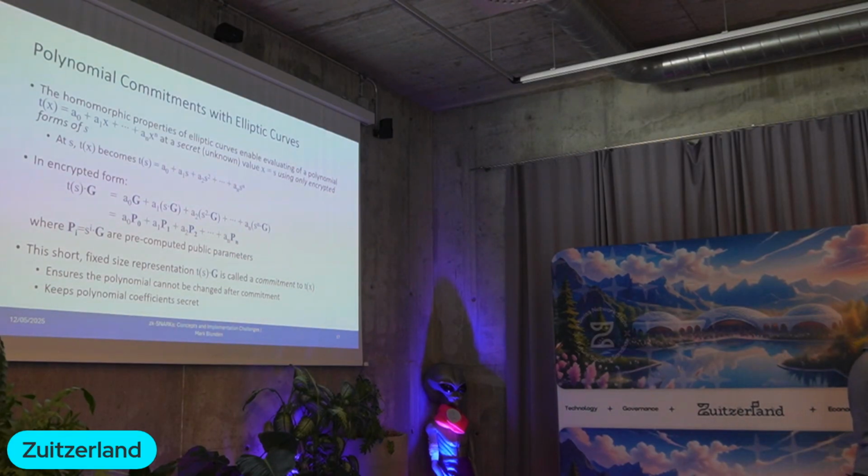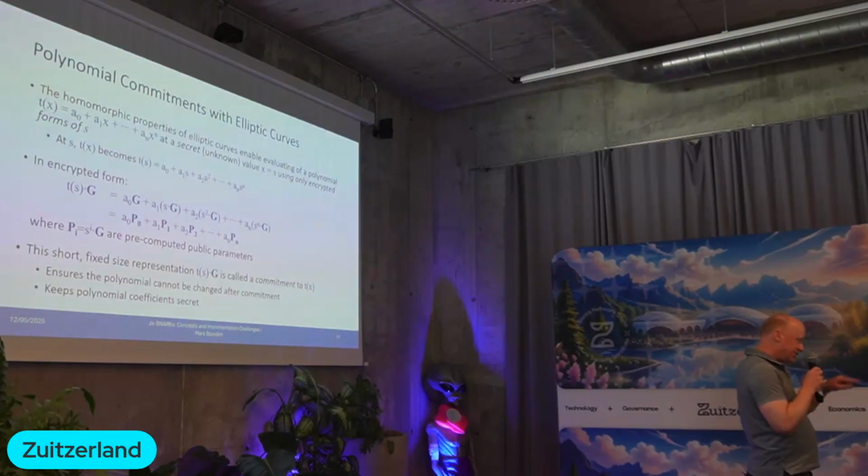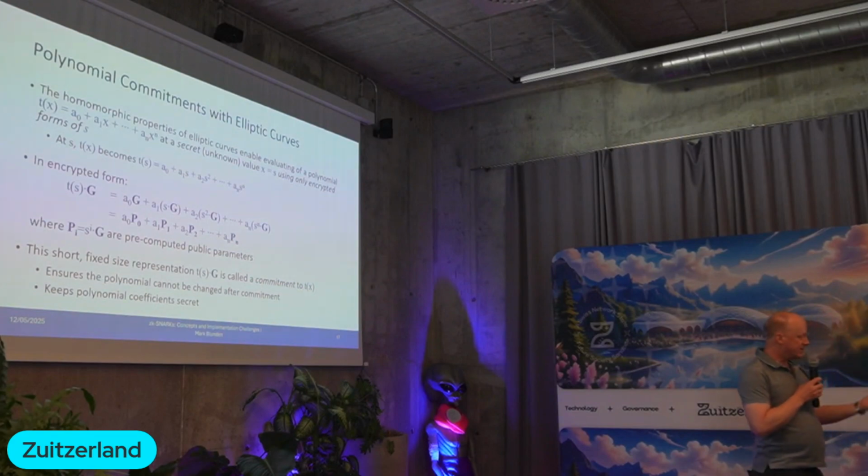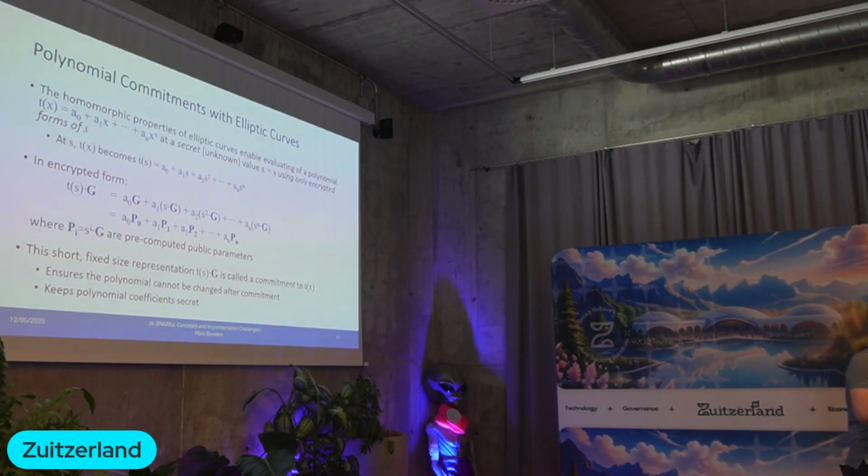I'll probably use a1 as an example. P1 is the encrypted form of s times g. P2 is the encrypted form of s squared times g, and so on. So how it does this isn't so important. I guess the takeaway is that you can use these points Pi that are public information to enable you to compute the evaluation of this polynomial at this unknown value of s.